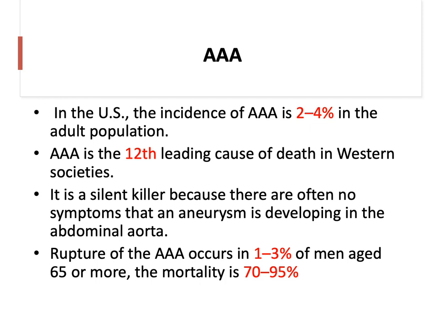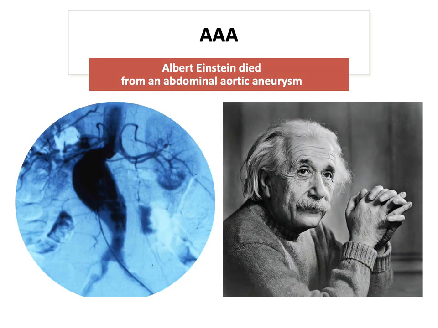In the USA, the incidence of AAA is 2 to 4% in the adult population. AAA is the 12th leading cause of death in Western societies. It is a silent killer because there are often no symptoms that an aneurysm is developing in the abdominal aorta. Rupture of AAA occurs in 1 to 3% of men aged 65 or more. The mortality is 70 to 95%. I mean the mortality of a ruptured abdominal aortic aneurysm. Did you know that Albert Einstein died from an abdominal aortic aneurysm?